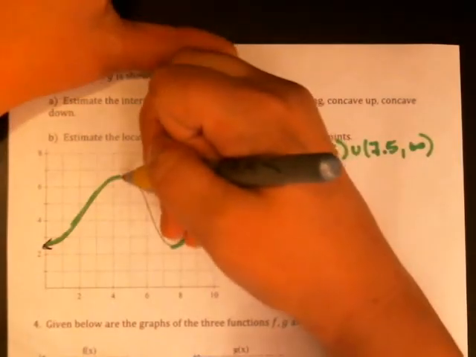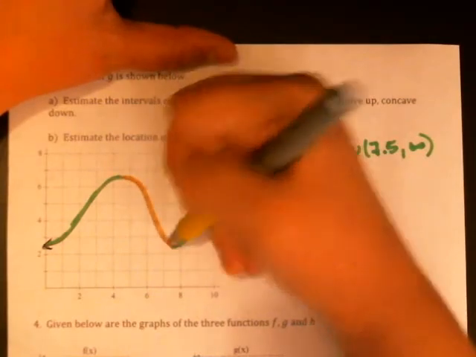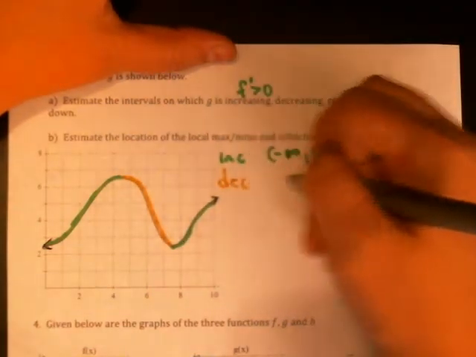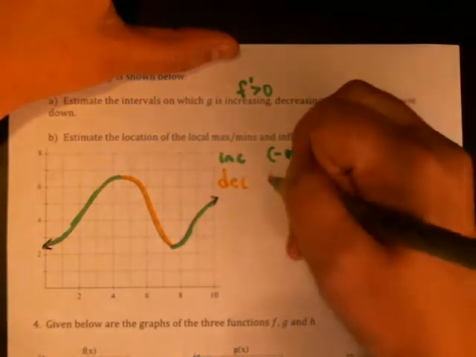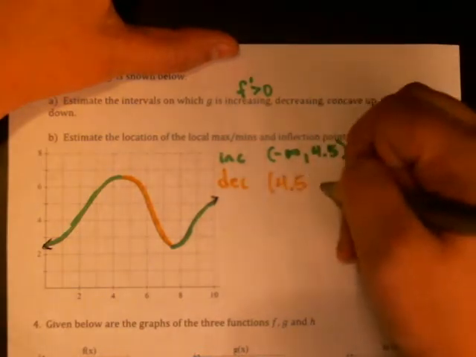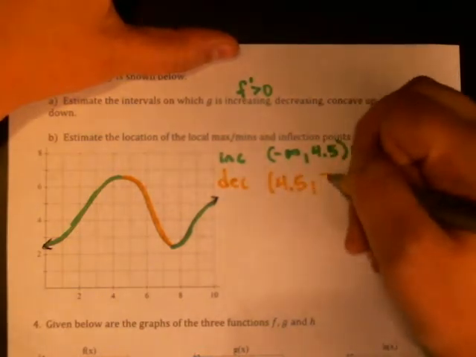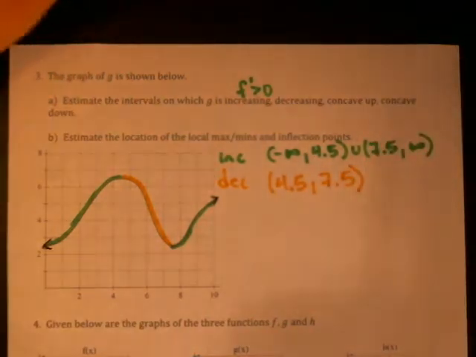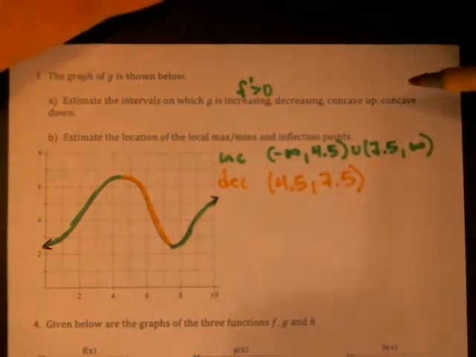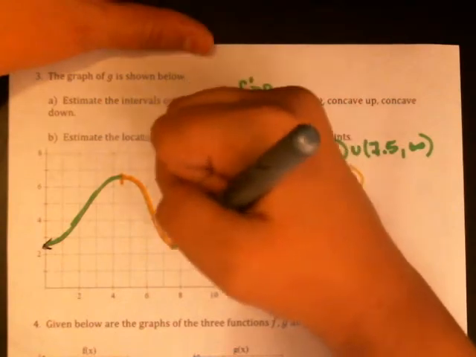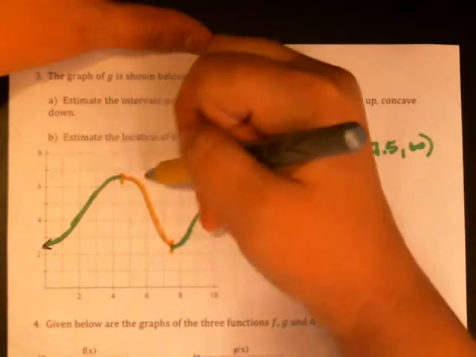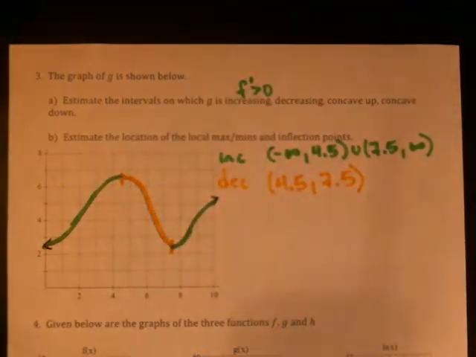Decreasing is basically everything in the middle. This is where our y values get smaller. So it looks to me like the function is decreasing from 4.5 to 7.5. And the round bracket use is deliberate. I would say right at the top and the bottom, the derivative is 0, so it's not increasing or decreasing at those points, so I'm just leaving them out completely.